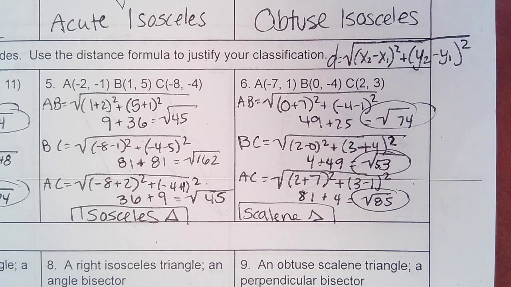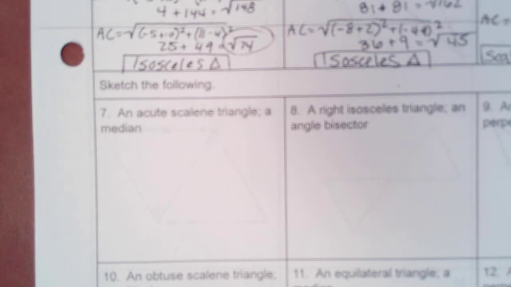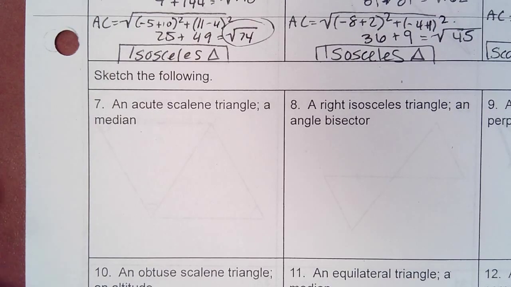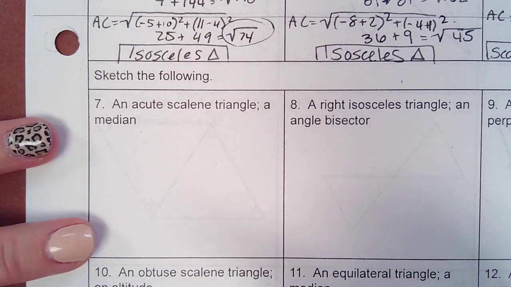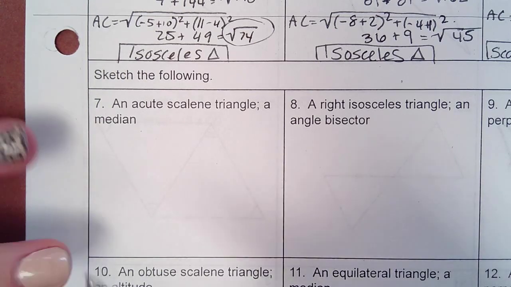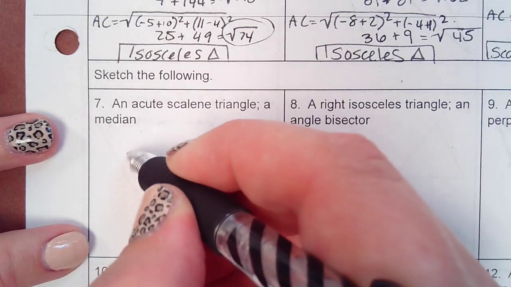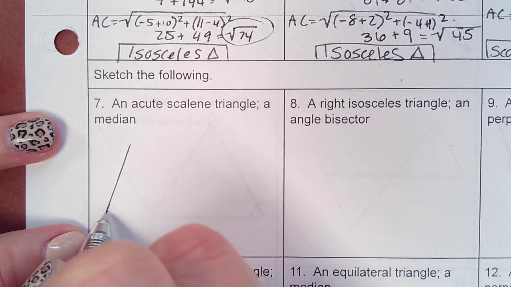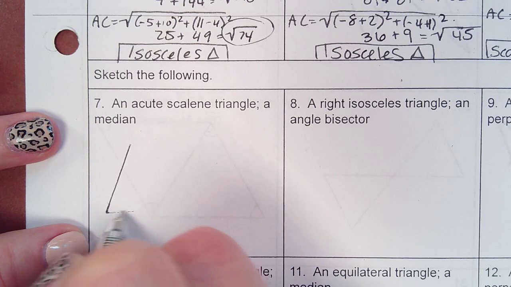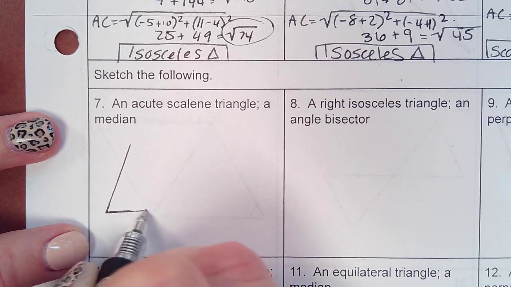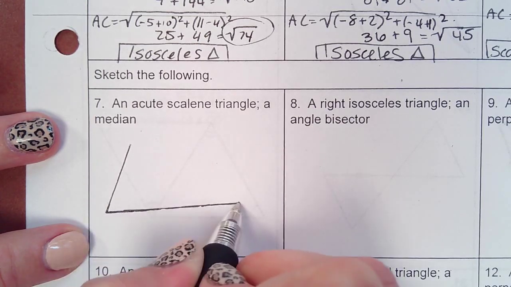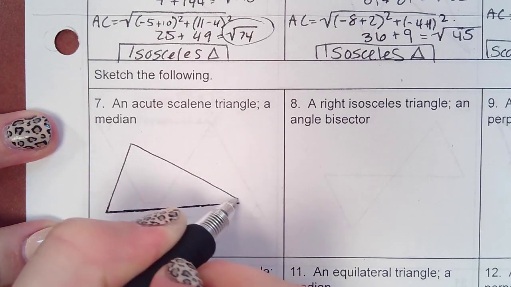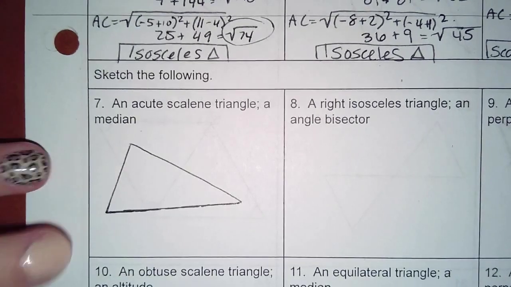This next piece says sketch the following. So we want an acute scalene triangle. So acute means all the angles are less than 90. Acute scalene triangle would be something along the lines of this. Oops, there we go. Acute and scalene.